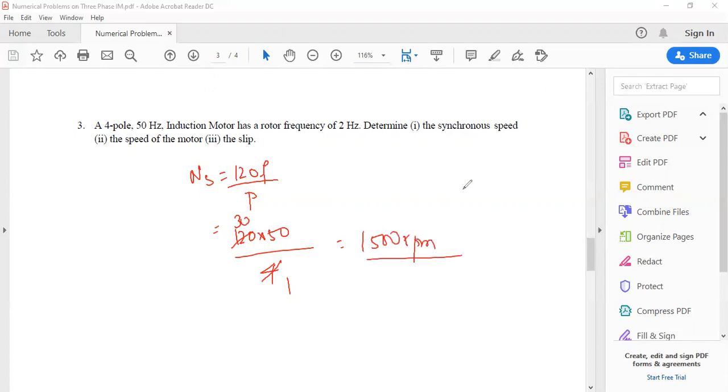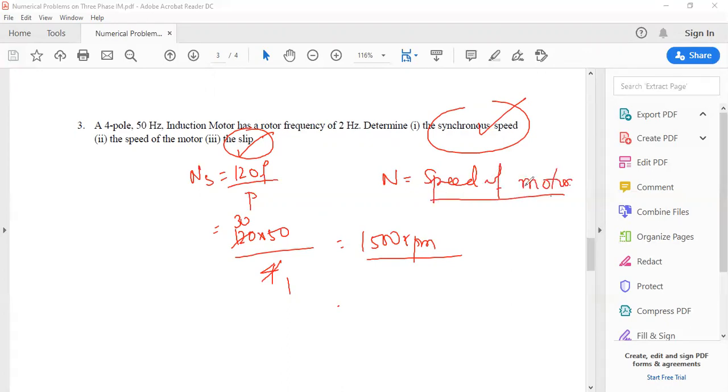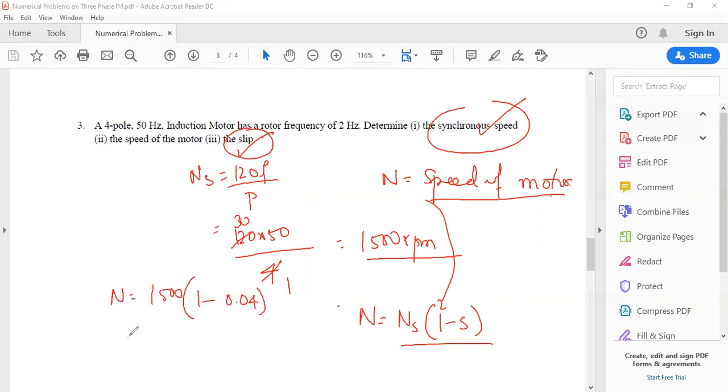Okay, so next, I have got the synchronous speed and the slip, then the speed of the motor. Knowing the synchronous speed and the slip, you have a relation for n, which is the speed of the motor. Speed of the motor or speed of the rotor is one and the same. So speed of the motor can be calculated as n equals ns times (1 minus s). So n equals 1500 times (1 minus 0.04).